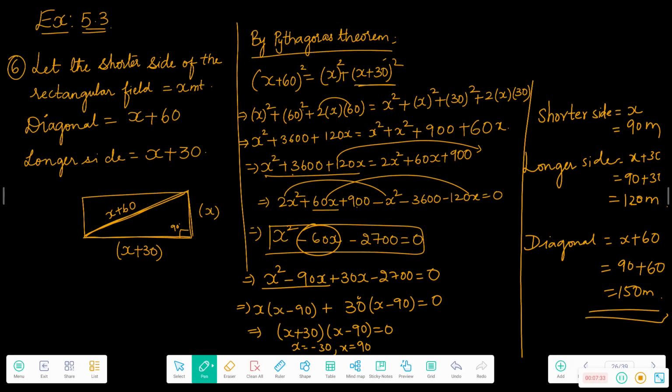Moving to the next, 7th problem, exercise 5.3, 7th problem. Students, please refer to the textbook for the question. The difference of squares of two numbers is 180. The square of the smaller number is 8 times the larger number. Find the two numbers.